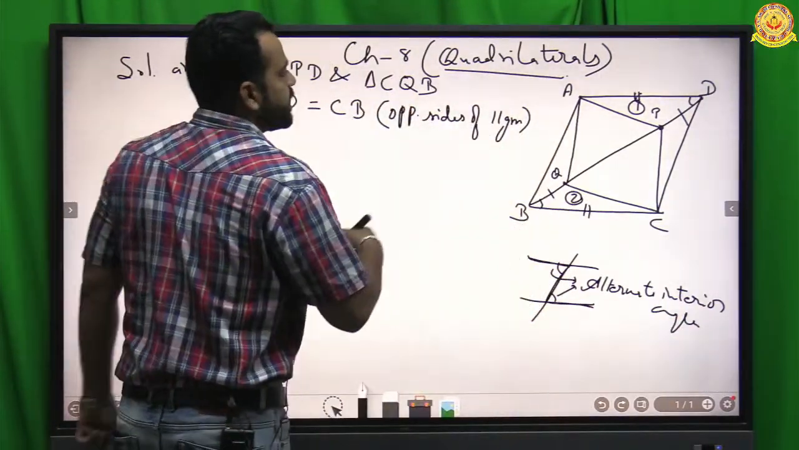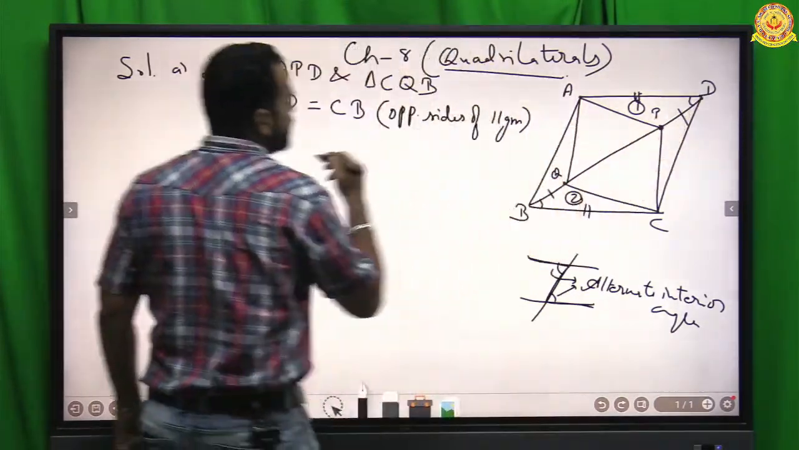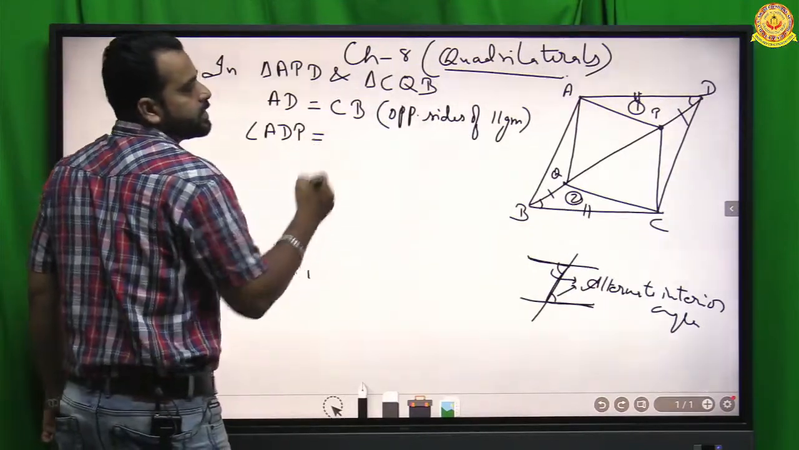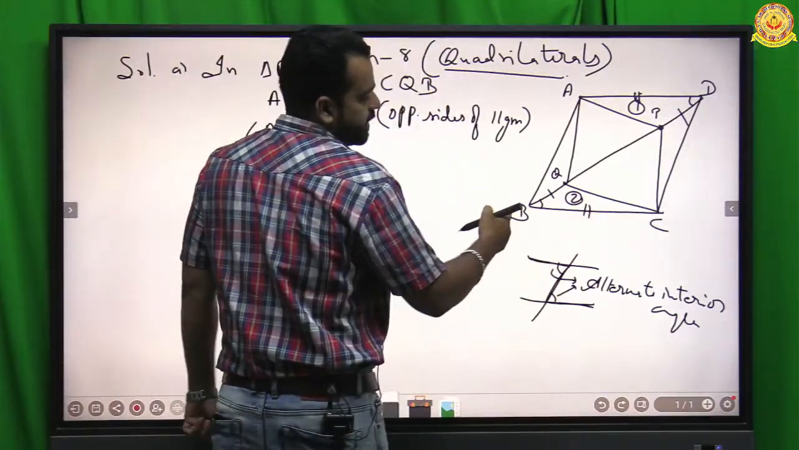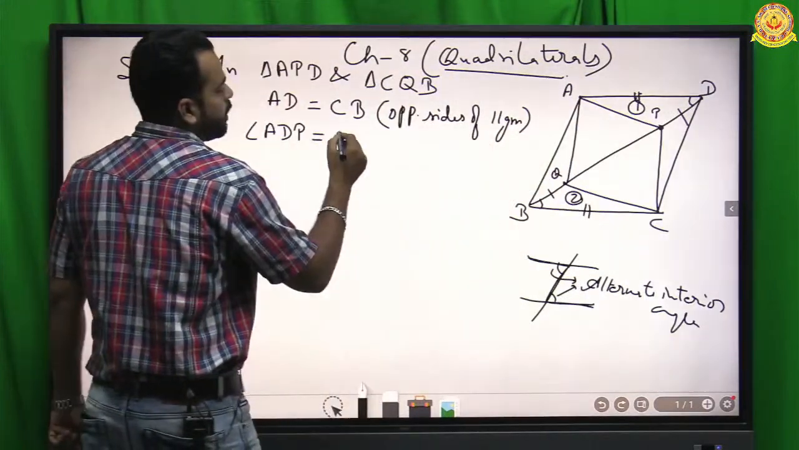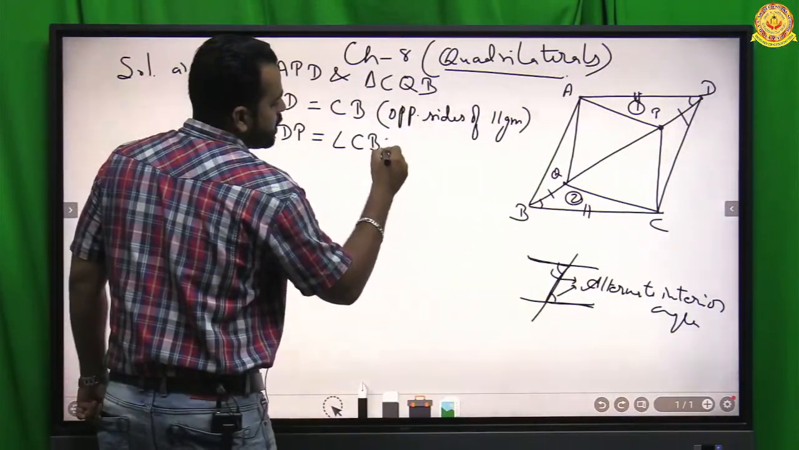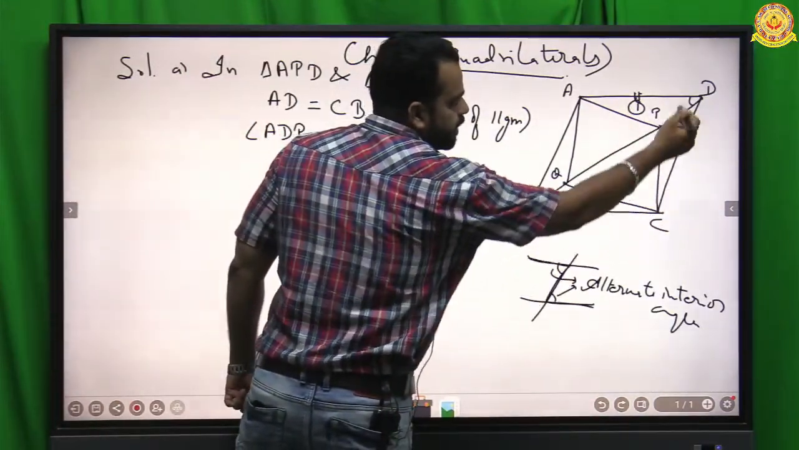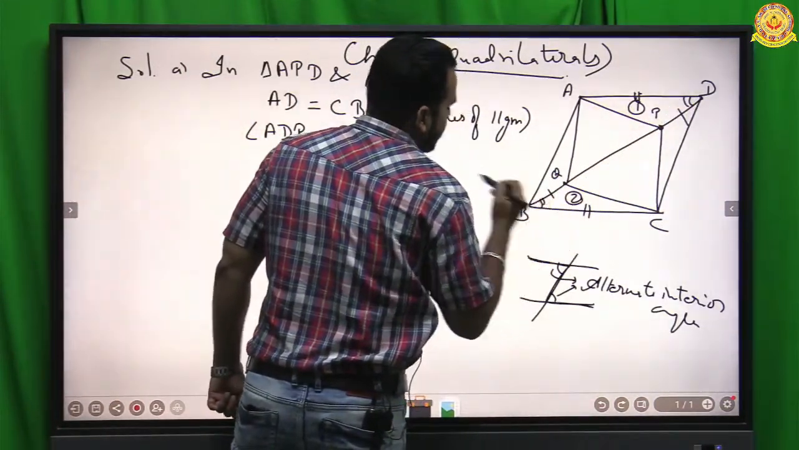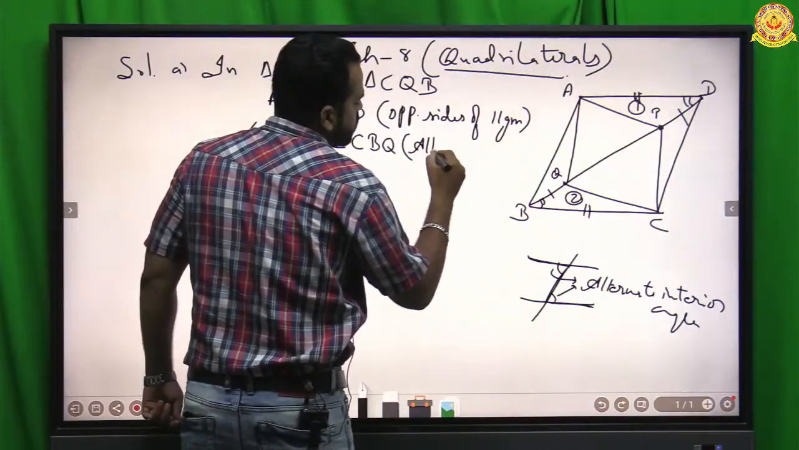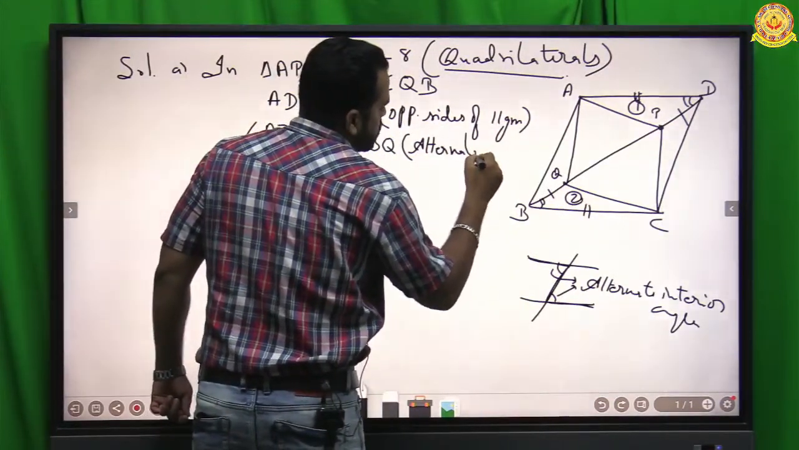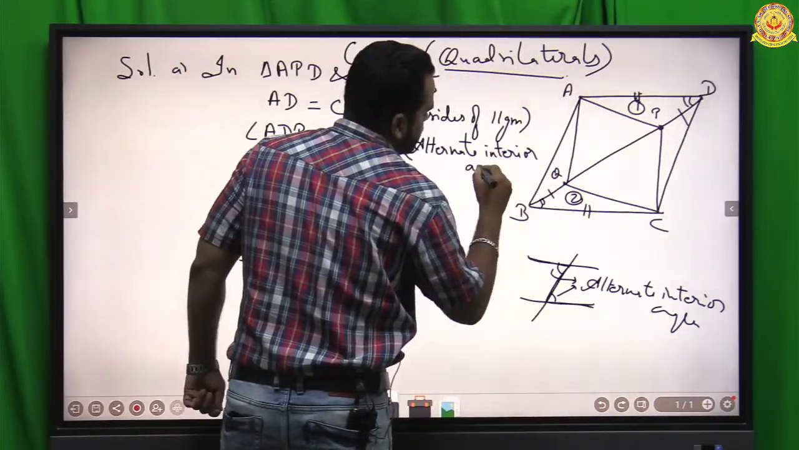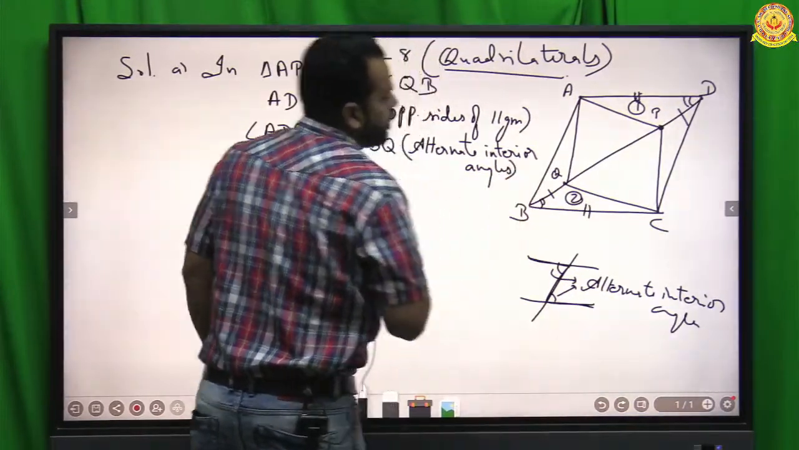Okay, so we can say here that angle ADP is equal to angle... what is the name of this angle? CBQ. Angle CBQ. Why? The reason is the same. Look at this Z figure, this angle and this angle. So these are alternate interior angles. All right.